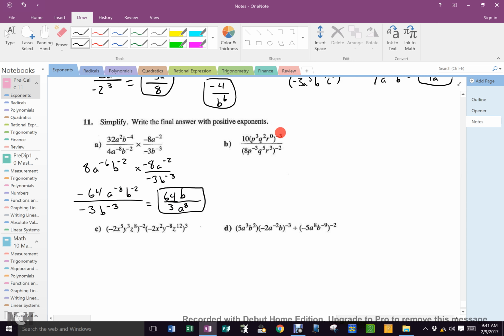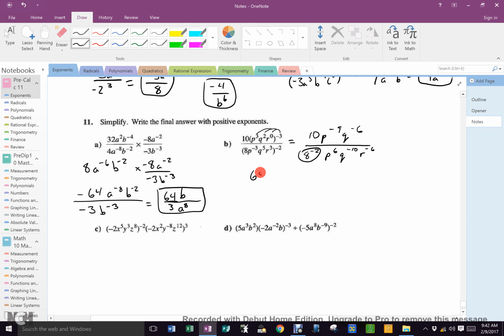Here, this is a weird one because the 3 only goes there. So I have 10 p to the negative 9, q to the negative 6, and r is gone over. Now this one goes to everywhere. 8 to the negative 2, p to the positive 6, q to the negative 10, and r to the negative 6. So this has to come up to the numerator.